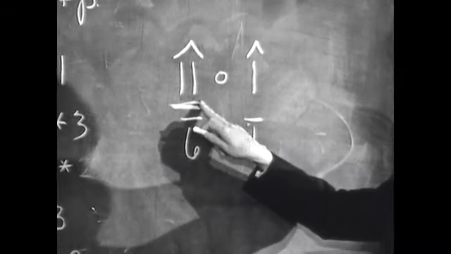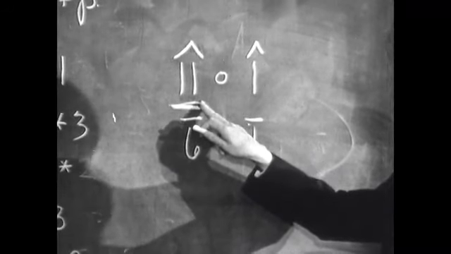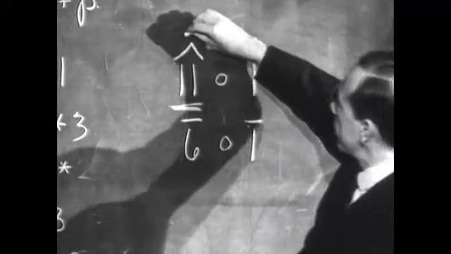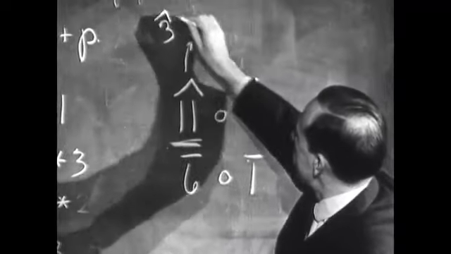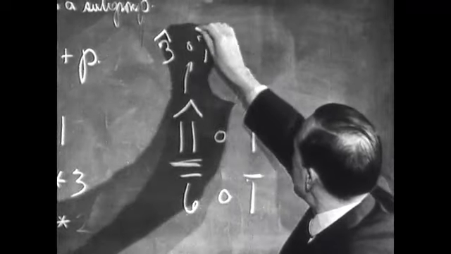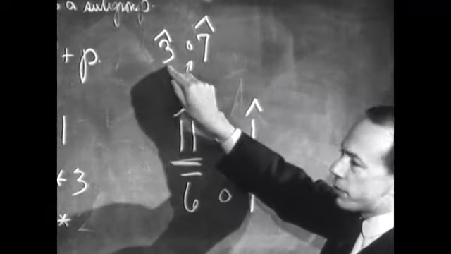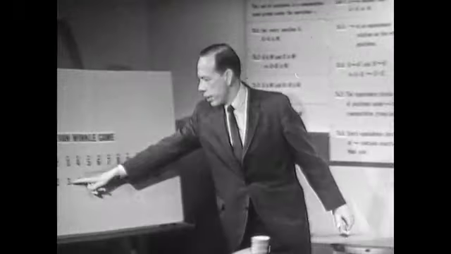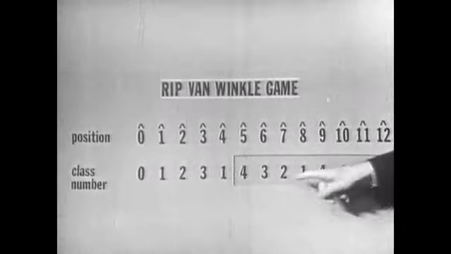We know from the way it was calculated this is possible. I haven't got the work on the board, so we can't see it directly, but it is true that he can get it by going to 3 roof, circle 7 roof, and we can check that because 3 roof, according to our chart over here, has class number 3, and 7 roof has class number 2.